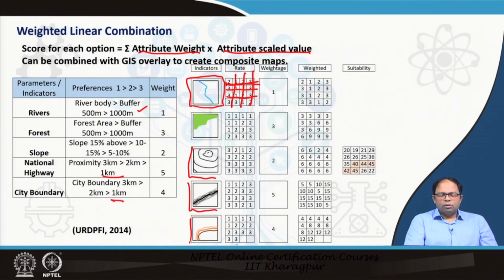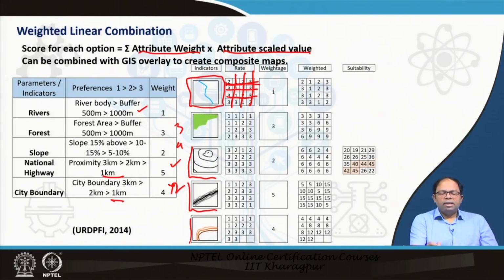So we put these scores for each cell, then we multiply, and then we determine the weightages of each of these criteria. We give the maximum weightage to city boundary. Next we give it to nearness to national highway. Then the second criteria is this city boundary, and then of course presence of forest is the third. Fourth is slope, and fifth criteria is river. So accordingly we have given the weights.